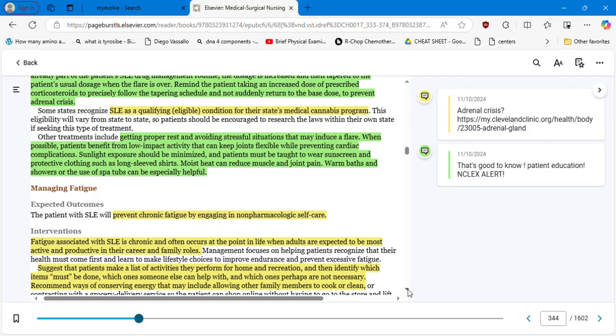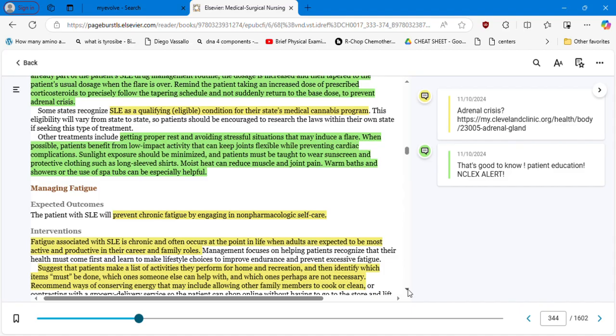Probably a low impact activity that can keep joints flexible while preventing cardiac complications. And sunlight exposure should be minimized, and the patient must be taught to wear sunscreen and protective clothing such as long sleeve shirts. Moist heat can reduce muscle and joint pain as well. So warm baths and showers or the use of spa tubs can be especially helpful. And this is good to know.